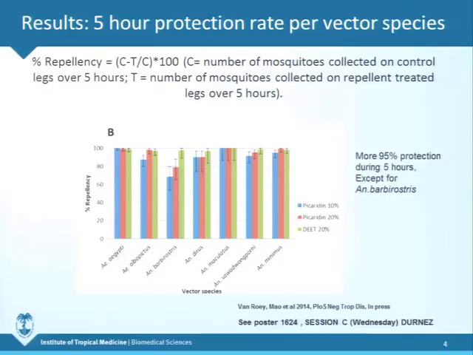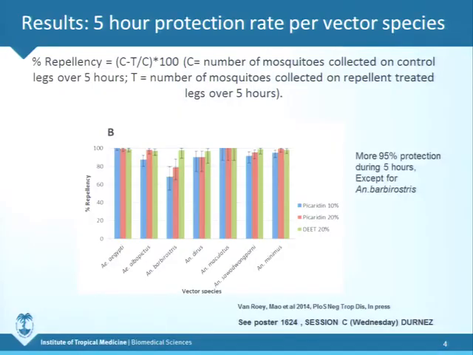However, we tried to evaluate the efficacy of this picaridine, and we can see here on different species that about 95% of the bites, or more than 95% of the bites, could be avoided by using these repellents, and this during 5 hours. So even after 4 hours, the repellent is still performing very well and protecting. With one exception, where you have a lower efficacy for Anopheles barbirostris, but still very acceptable.